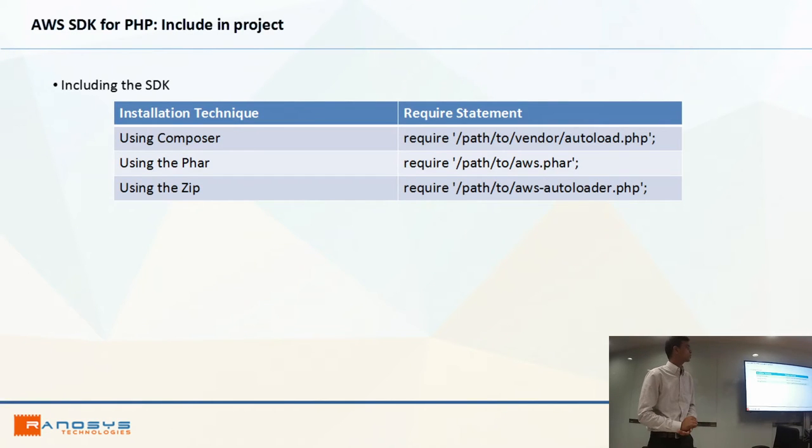These are just for reference, if you are using different techniques, how you will include that S3 object or AWS object in your class to use. Using Composer, you have to require your autoload class. And if you are using the AWS PHAR, you have to include it in your project. Using the zip, it comes with an AWS autoloader, which you have to load, and after that you can utilize the services of S3, EC2, SQS, many other services you can directly use.